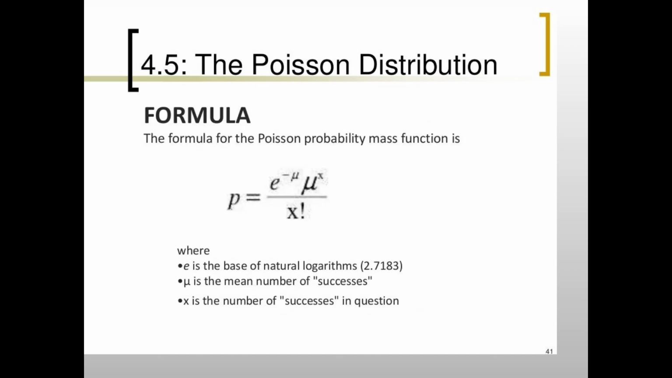The formula for the Poisson distribution is e raised to the power minus mu into mu to the power x by x factorial, where e is the base of natural logarithms, which has a value of 2.7183. Mu is the mean number of successes and x is the number of successes in the question.